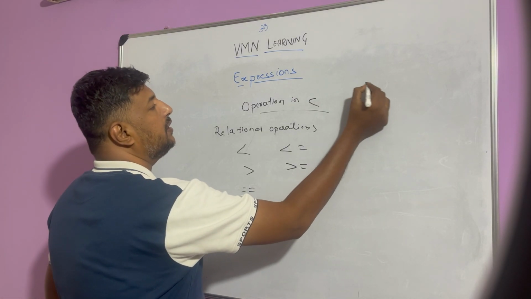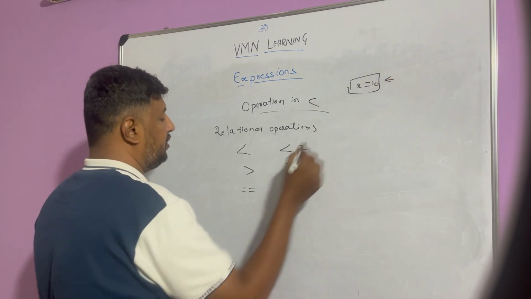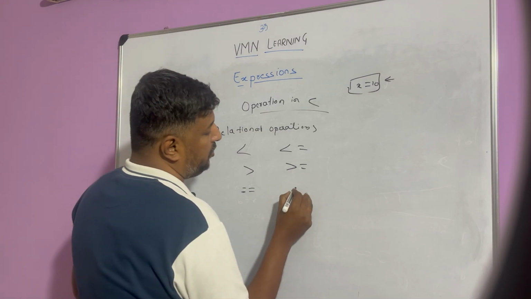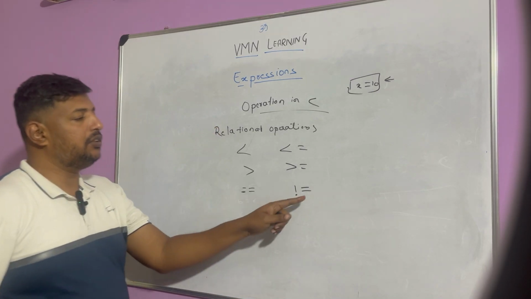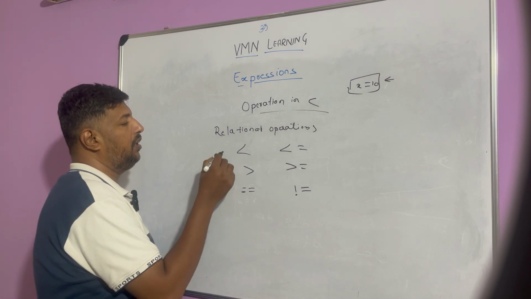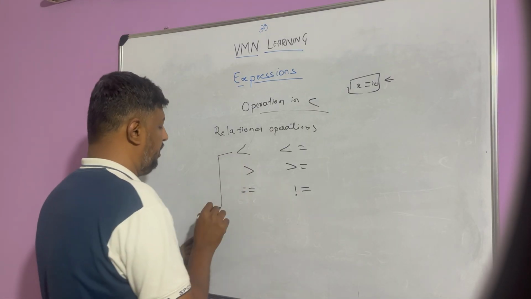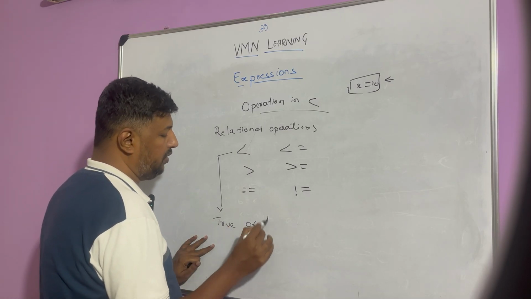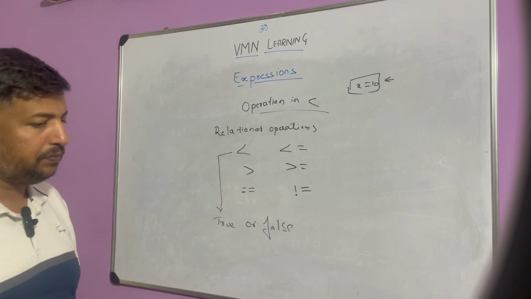If you use a single equal sign, this is an initialization, right? x = 10. This is initialization. To compare the values, we use double equal to. If it is not equal to, then it is an exclamation mark with equal to, that is, not equal to. These operations will result in either true or false. So these are basically conditions.